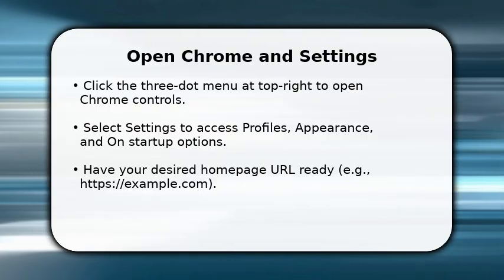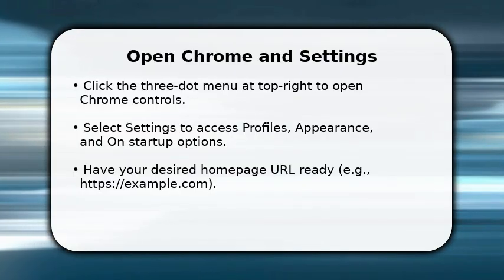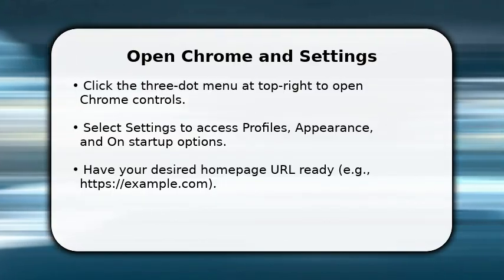Make sure you have the exact URL you want as your home page. Once ready, you'll change the Show Home button and set the On Startup behavior. This step launches the process and prevents mistakes later when you enter the address.